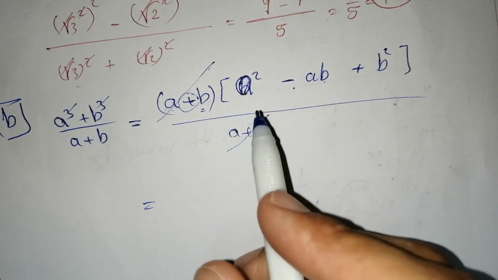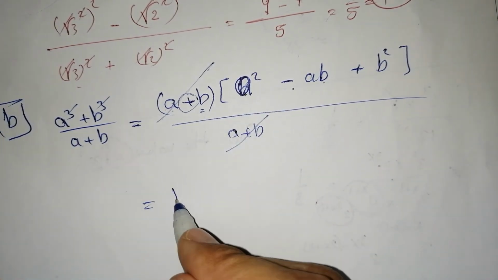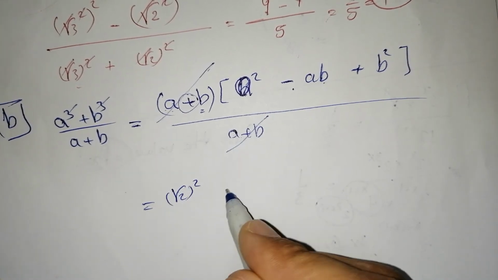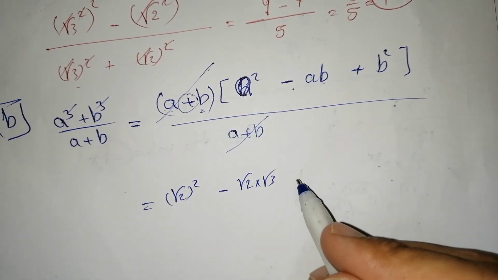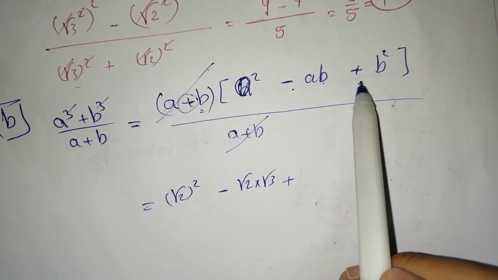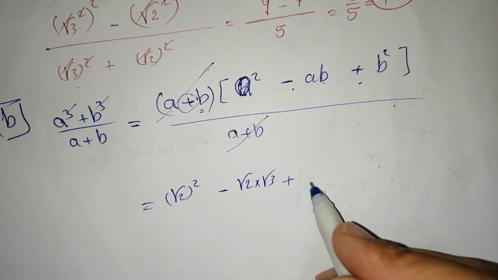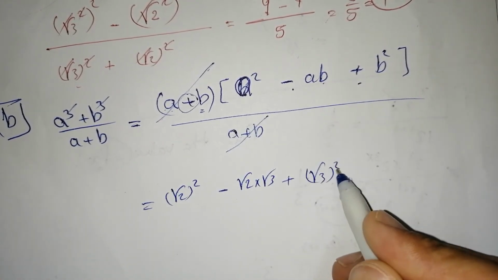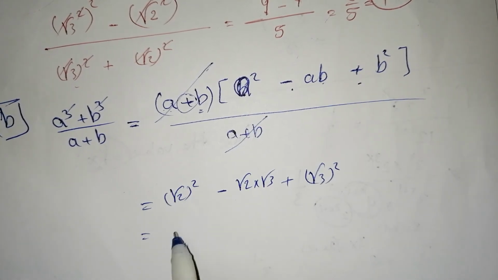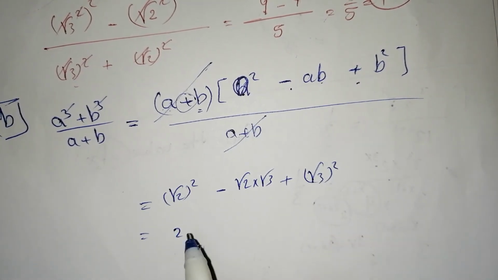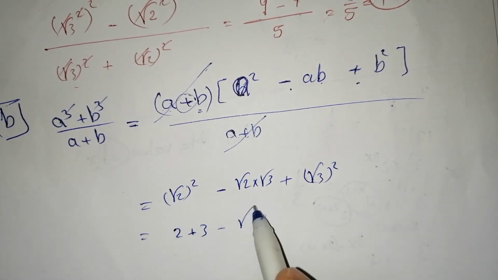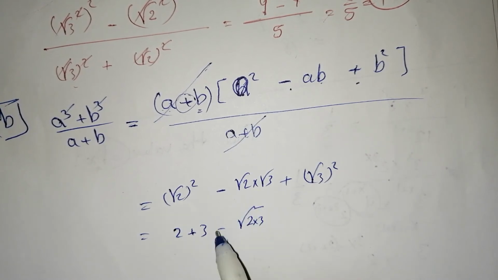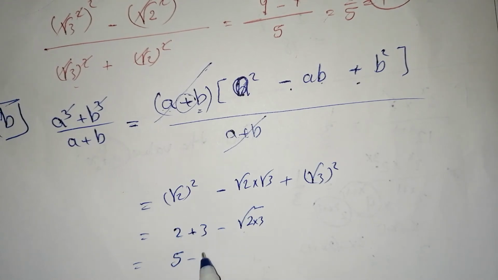What about a and b? A, which is root 2 squared, that's very good, minus ab, which is root 2 times root 3, and we have plus b squared, which is root 3 squared, and then we have root 2 squared, which is 2, plus root 3 squared, which is 3, and then negative root 2 by root 3, which is root 2 by 3. So we have 2 plus 3, which is equal 5, minus 2 root 2 by 3, which is root 6.